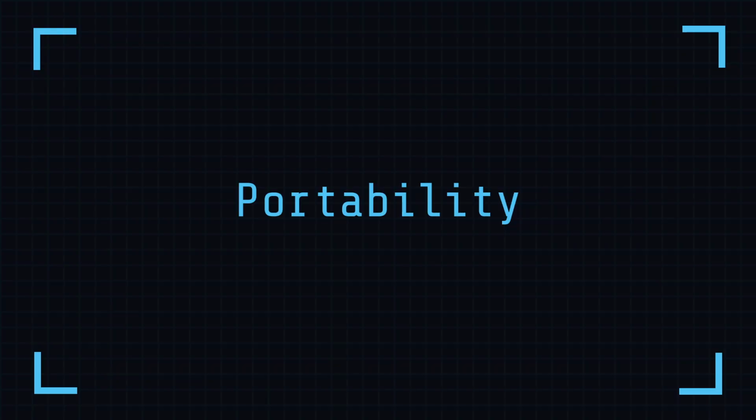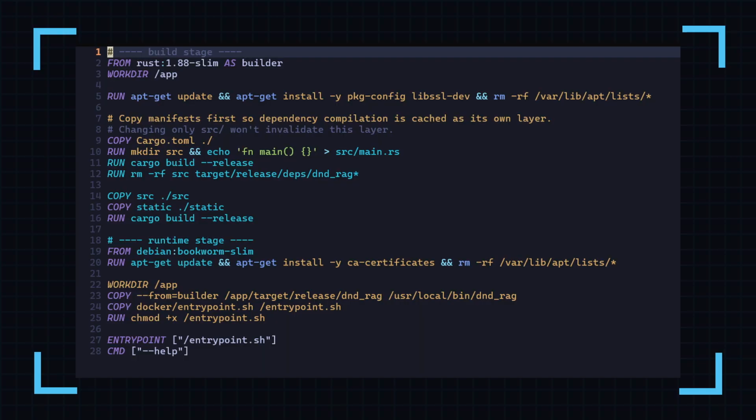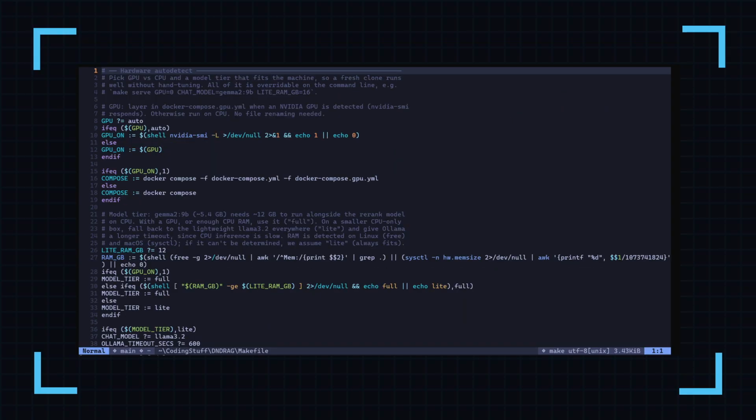So everything here runs in Docker. The reason for that is portability. Qdrant, Ollama, and the Rust binary all have their own dependencies, and Docker means that anyone who clones down this repo from GitHub gets the exact same environment without having to install anything manually. On a GPU machine, I set it so that it will look for a GPU and try to use that. On a CPU-only machine, it's going to fall back gracefully.